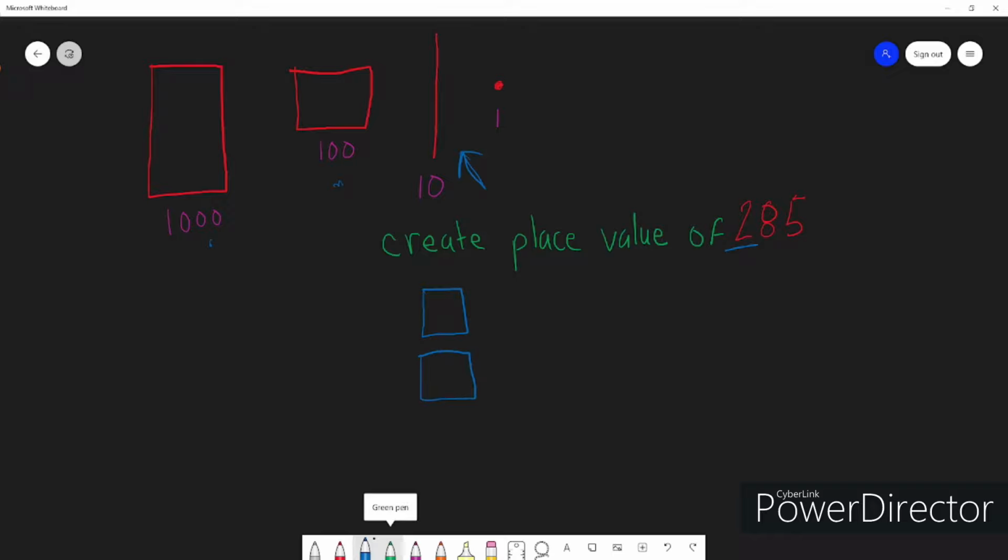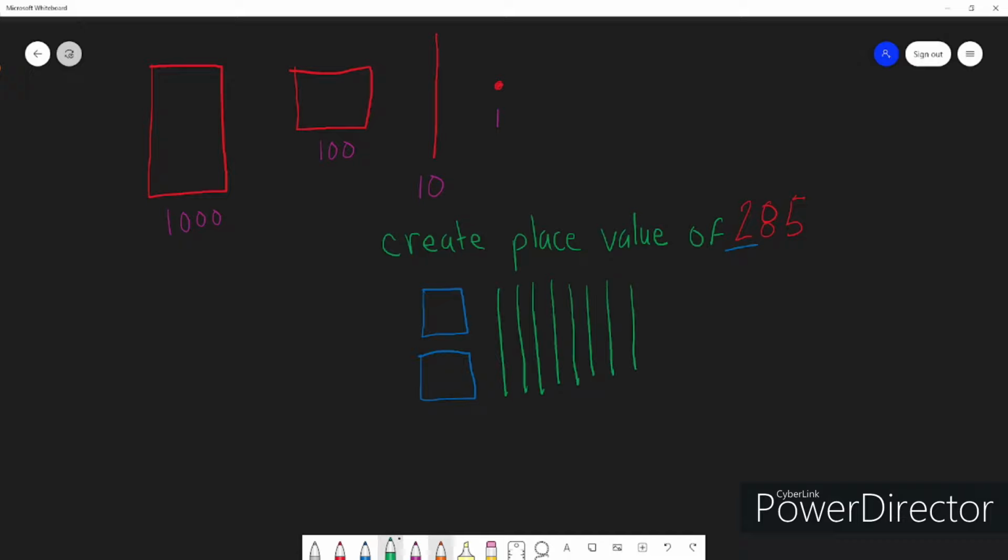Next, we see that we have the number 8 in the 10 spot. So we will go ahead and have 8 sticks lined up. Since it's 8 sticks, that will equal 80. Remember, you can also call the sticks quick tens. So we have 3, 4, 5, 6, 7, 8.